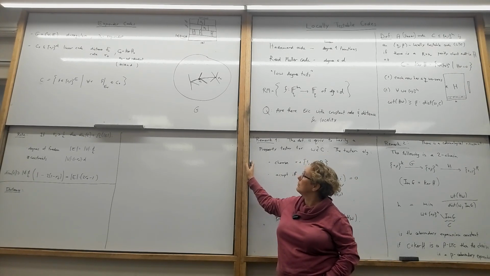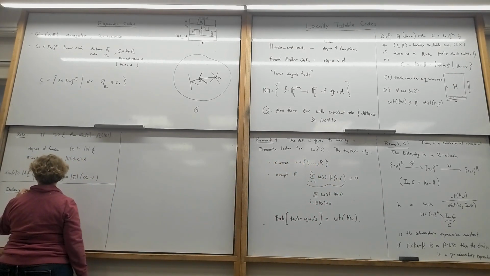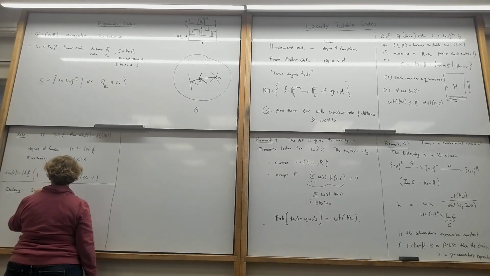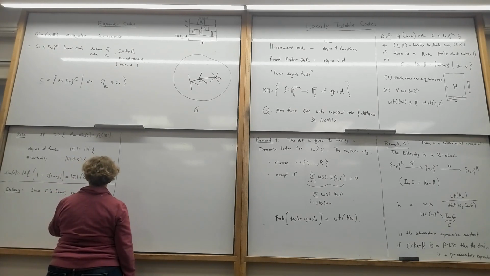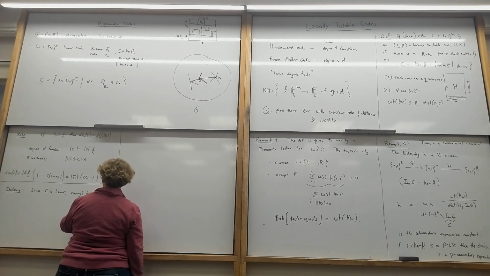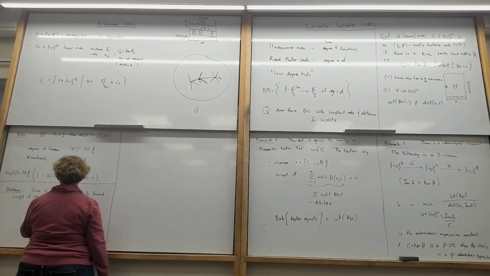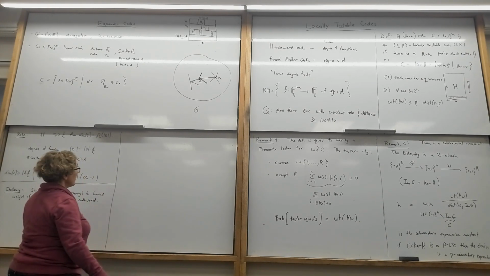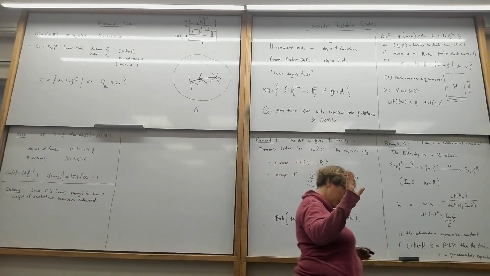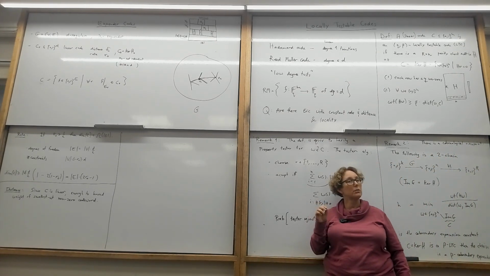So if you want to understand it, think: since the code is linear, it's enough to bound the weight of the smallest non-zero code word. So suppose I have some non-zero code word. Basically I'm labeling the edges by zeros and ones. Can it be that this code word has very few ones?